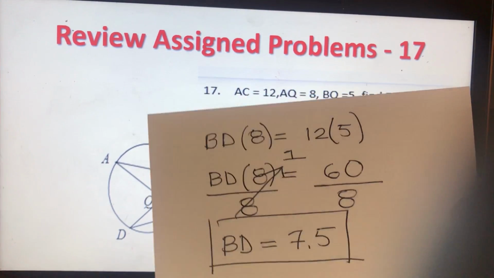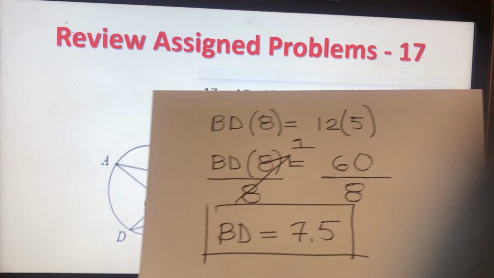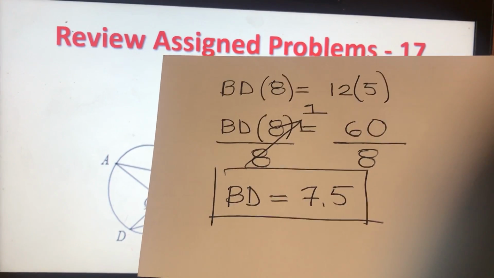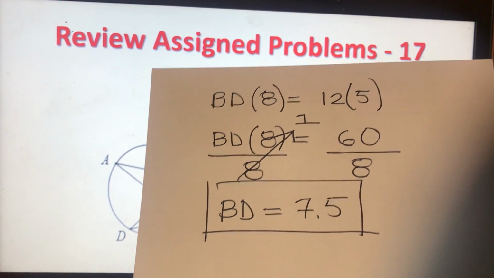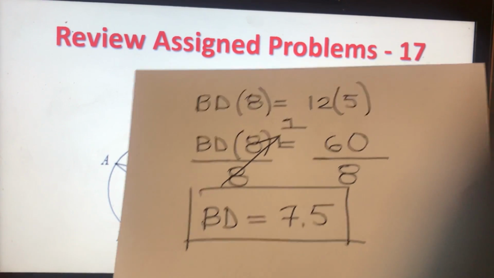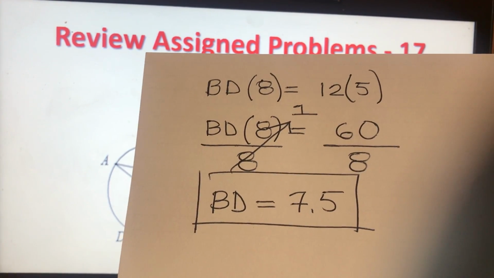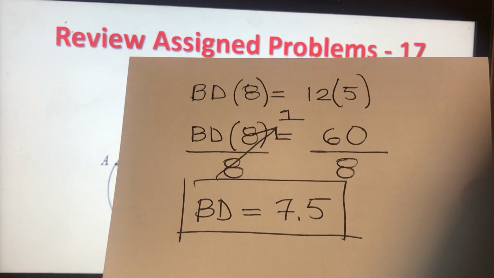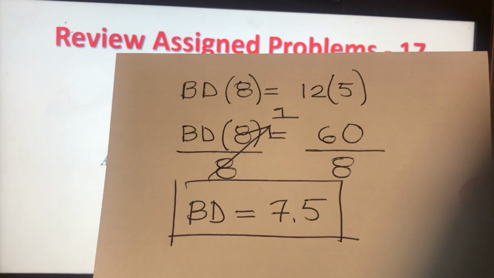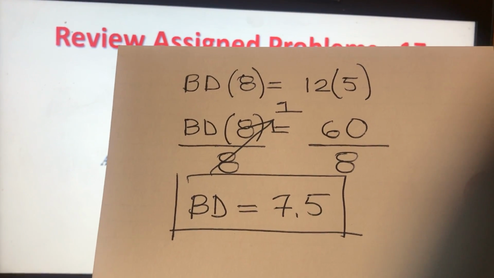Using our cross multiplication, BD times 8 is going to be equal to 12 times 5. So BD times 8 is going to be equal to 60. In order for us to find the value for BD, we use our division property. We divide on both sides by 8, and BD is going to be equal to 60 divided by 8, which is equal to 7.5.